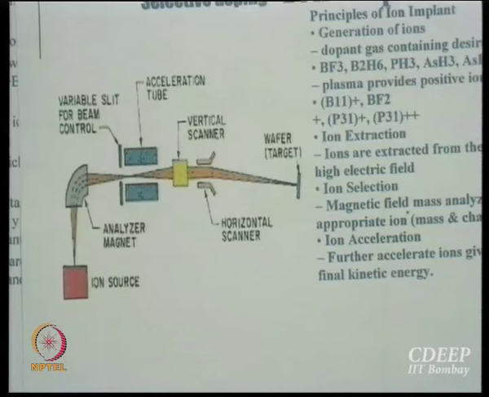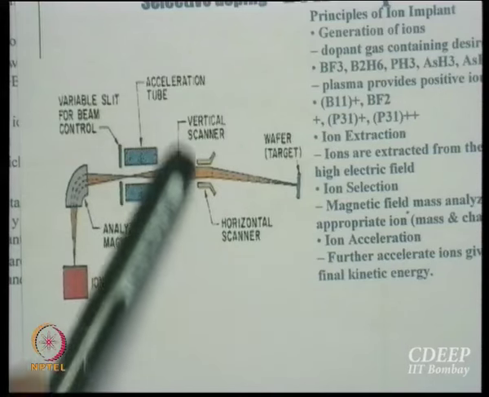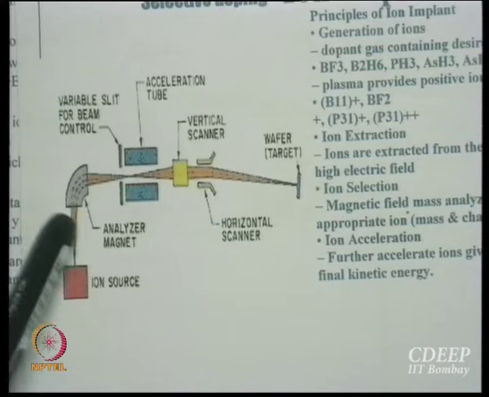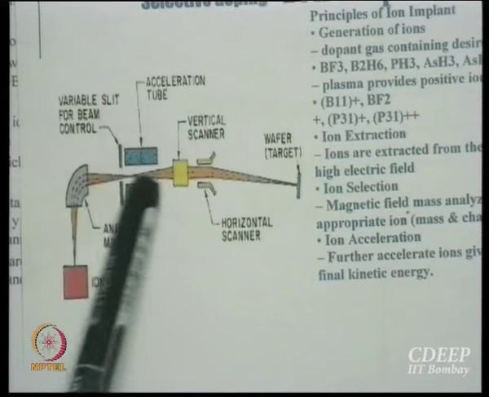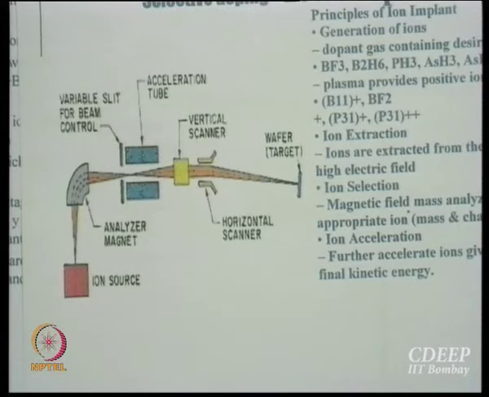So this is a machine, and only the relevant parts have been shown here. It is the same thing I said: an ion source, an analyzer, an accelerator, a horizontal and vertical scanner, and the wafer target. You start with the ion source, pass through an electromagnet, which is the analyzer, and then you get particular ions. You accelerate and focus them using the vertical and horizontal scanners, and a pointed beam hits the target. These are all electromagnetic lenses which can focus any ion beam. This is how an ion implanter works as a machine.